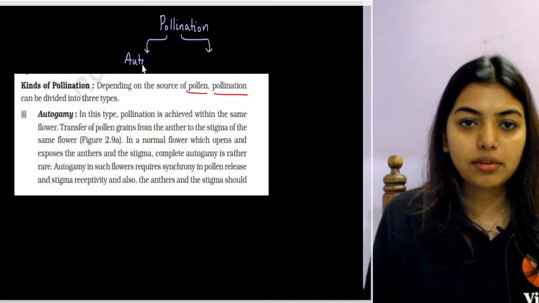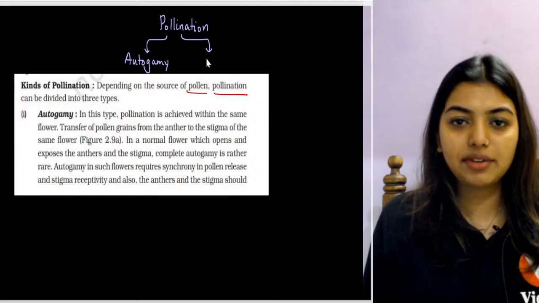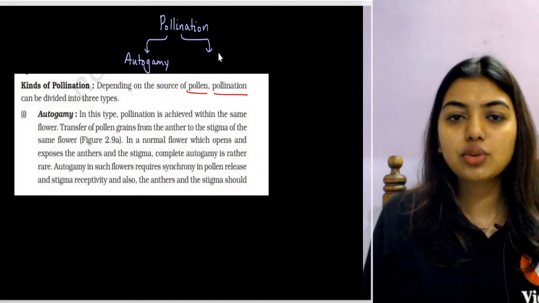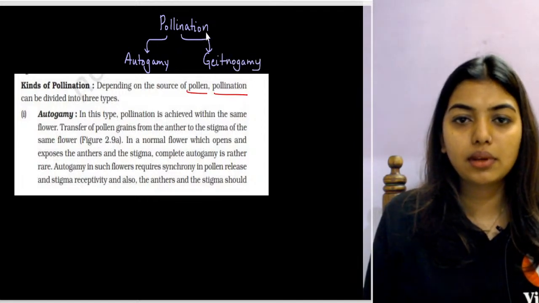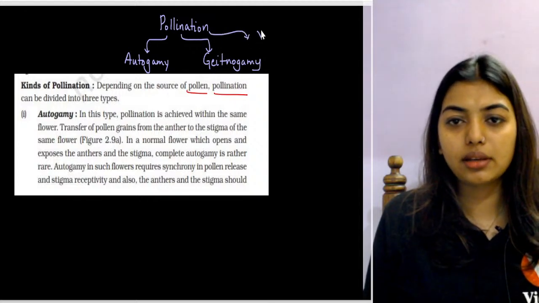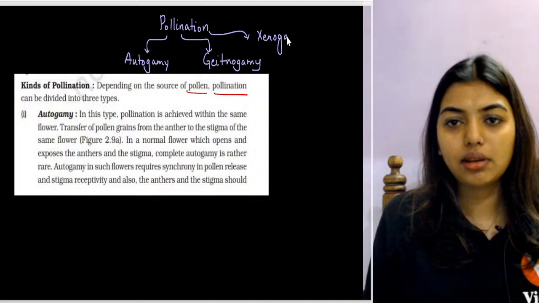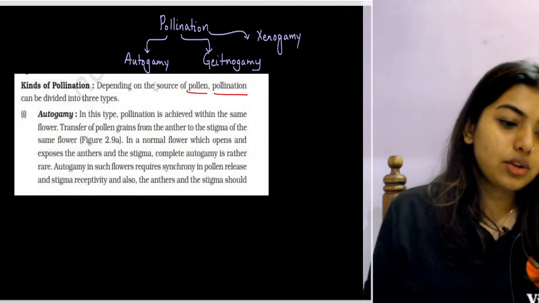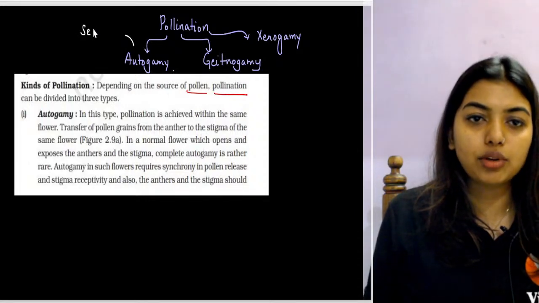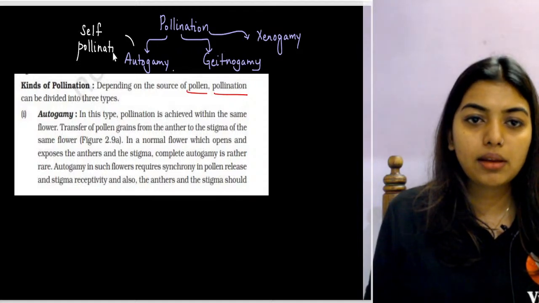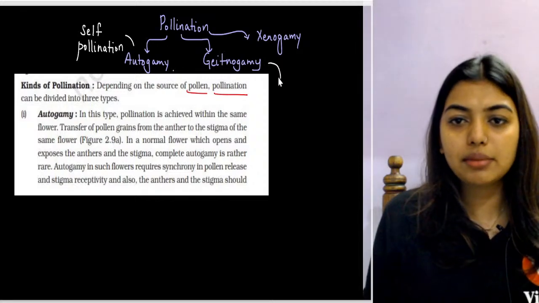It is going to be autogamy. Autogamy means, auto means what? Auto mode means everything will be done by itself, right? Everything will be done by itself. So we have autogamy, geitonogamy, and xenogamy. Got it? Xenogamy. Very good. Now, autogamy, auto mode means self mode. So I can call it simply self-pollination.